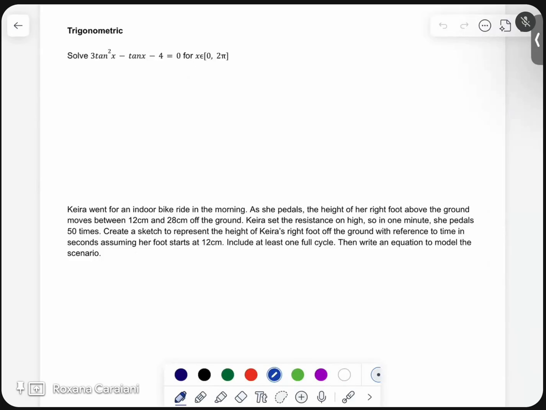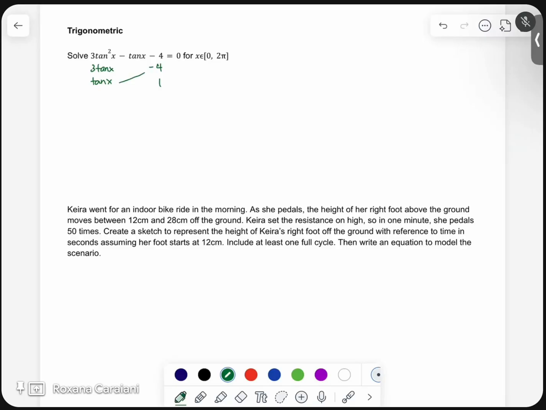Because this equation, 3 tan squared x minus tan x minus 4 equals 0, has a quadratic feel to it, we have to make sure that one side is equal to 0, which it is, and now we can factor. So I'm going to just do it as crisscross. So 3 tan x times tan x is 3 tan squared x. And I'm going to try 4 times 1, and I'm going to make the 4 negative.